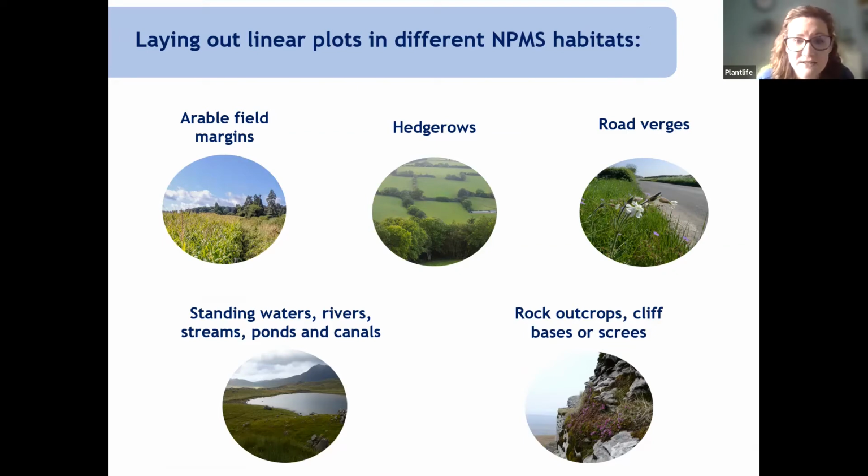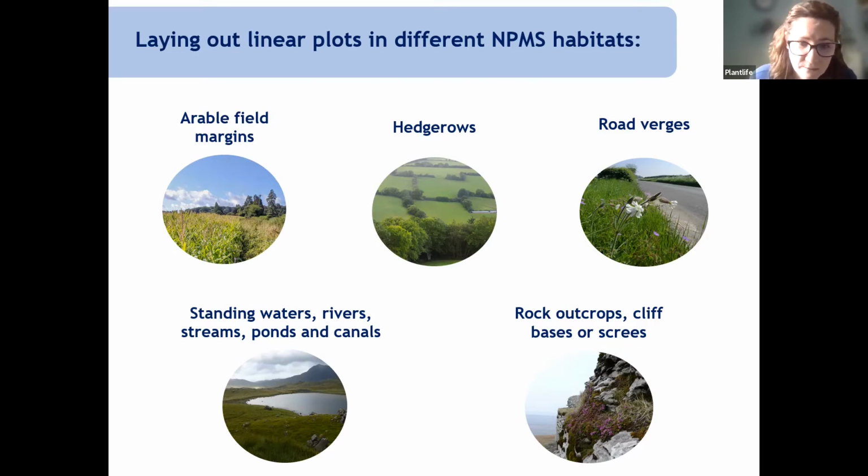So we can see here the different habitat types for which we use linear plots. We have arable field margins, hedgerows, road verges. While not an NPMS habitat per se, they can contain NPMS target habitat. We also have bodies of water, so standing waters, rivers, streams, ponds and canals. And lastly, we've got rocky outcrops, cliffs and screes.